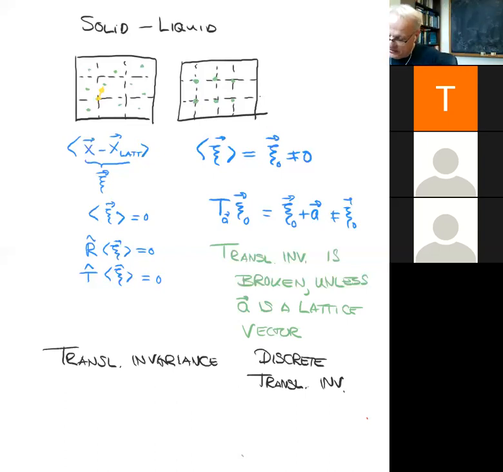And of course, the same happens with rotational invariance. So this system here, it had rotational invariance. In the solid system, the one with crystalline order, you don't have continuous rotational invariance, but this is a cubic lattice, what I drew here. If you rotate by 90 degrees, that's a symmetry. And so these lattices still have discrete rotational invariance.